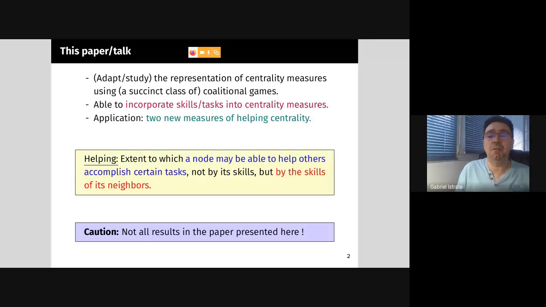And helping centrality is the idea that someone may be able to help a coalition, not because he's able to do things, but because he knows other people who can do that. Now, the paper does have substantially more results than the ones that I present here, and I'm not going to give many details. I'll put a link at the end of the presentation if you want.